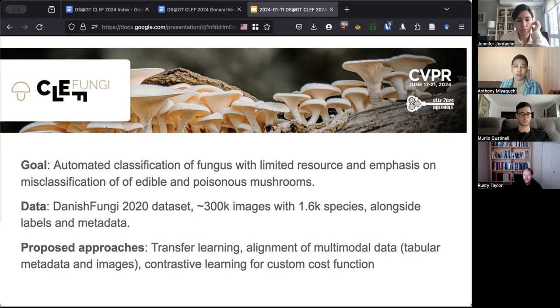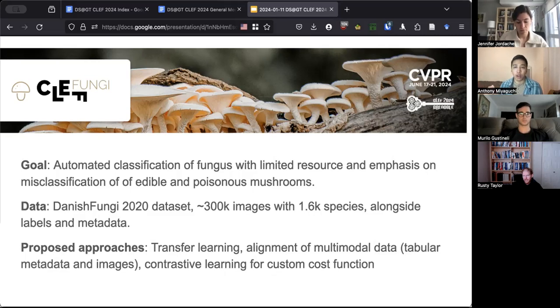It also has labels and metadata, which is different from SnakeCLEF. So this information is interesting because you can build multimodal models that incorporate both the tabular data and the image data. And there's a couple of interesting ideas that I think were applicable to FungiCLEF.